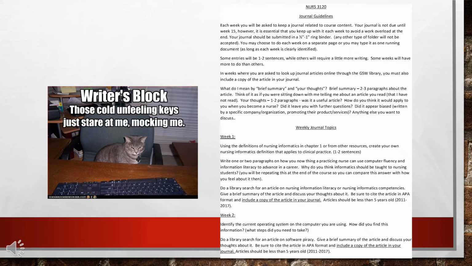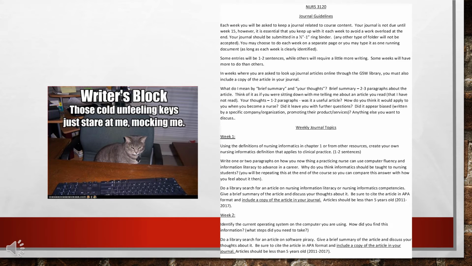There are going to be weeks where I ask you to look up a journal article related to a specific topic. When I do that, I want you to also include a copy of that article in your journal. So you'll have to print out a copy and put that in your journal as well. Also, in those weeks, I'm going to ask you to do a couple of things with these articles. I'm going to ask you to give me a brief summary. And what that really means is give me 2 to 3 paragraphs of what the article was about.